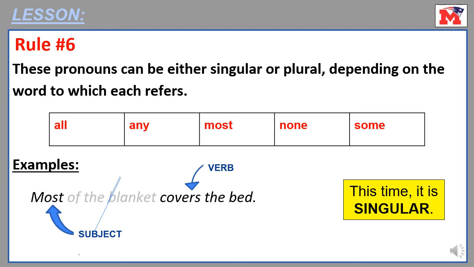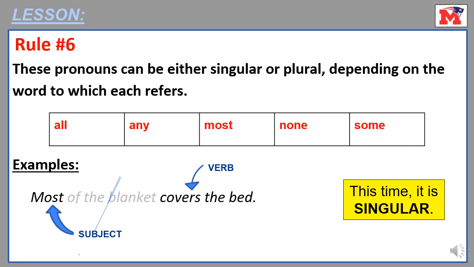Rule number 6 says this: these pronouns can be either singular or plural, depending on the word to which they refer. Those words are all, any, most, none, or some. So it depends on the word these words are referring to as to whether we go with singular or plural.